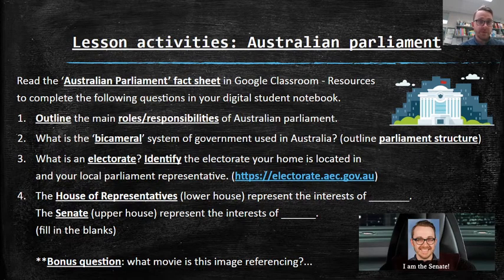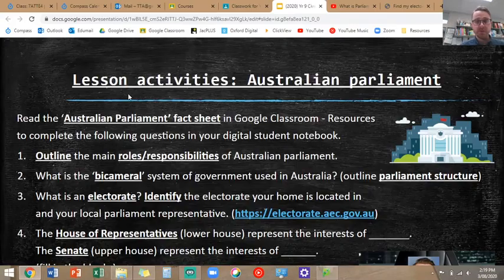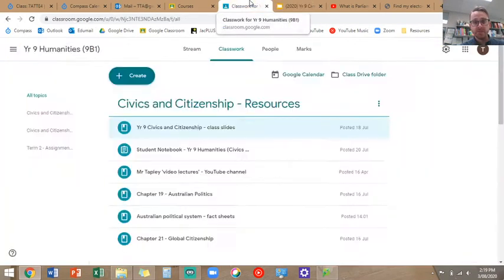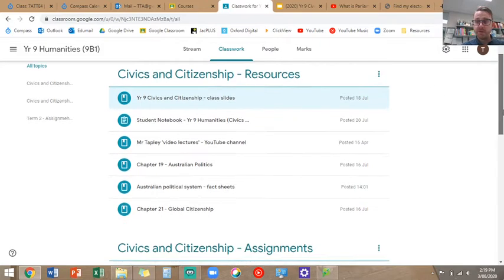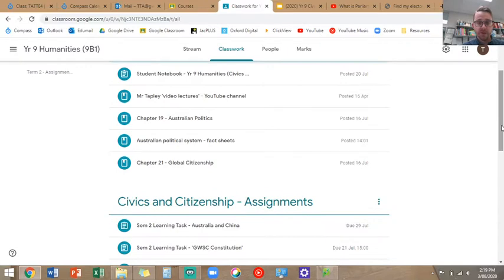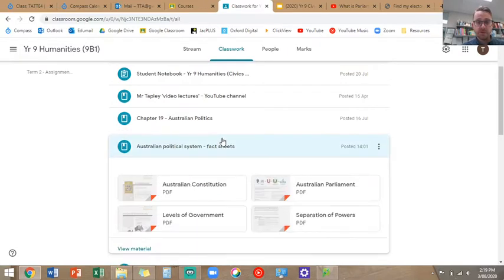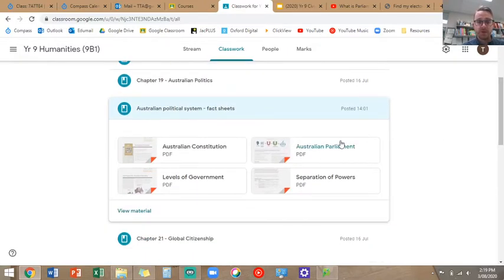What I'd like you to do this lesson is to read the Australian Parliament fact sheet, and I'll show you where that is before I go any further. So I did have that Levels of Government PDF just sitting by itself. Because there's actually a couple that we'll be using from the same website, I've put them all in one place for you to find. So you can see that's the one we looked at in our last lesson. We've got one for the Constitution, which is a useful revision tool for when we look at that later. And this is the one we're using today, the Australian Parliament PDF.